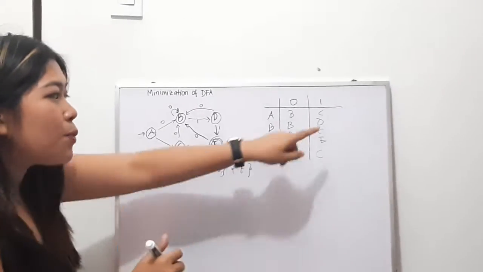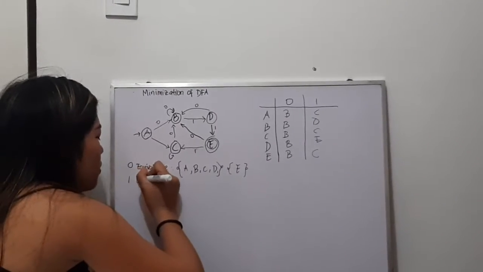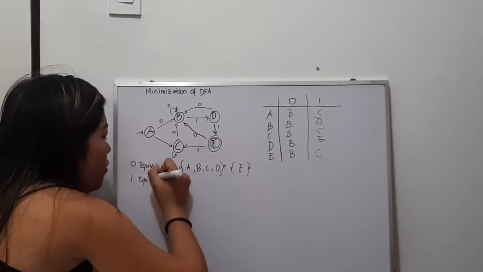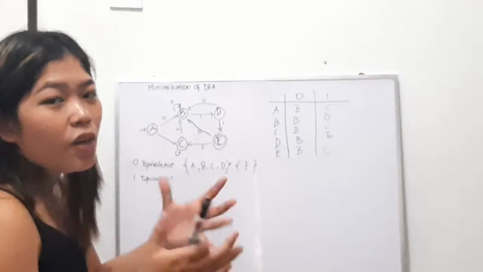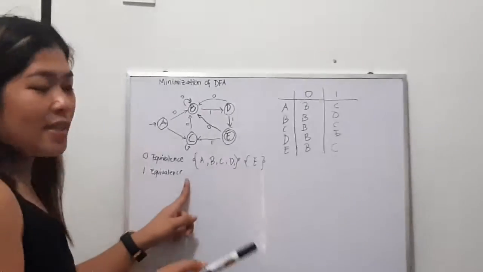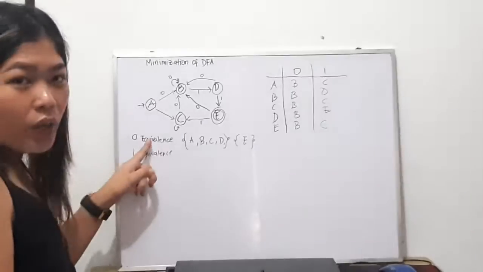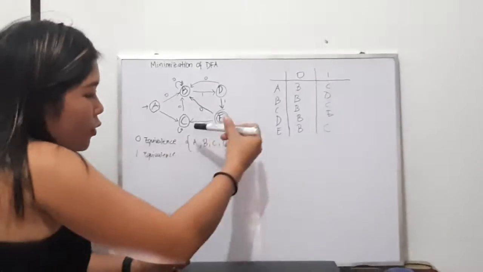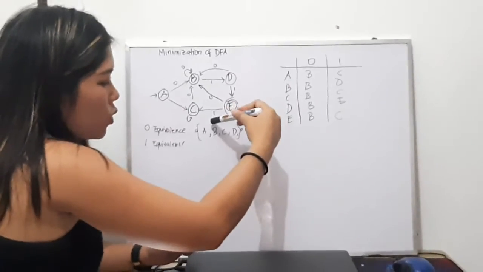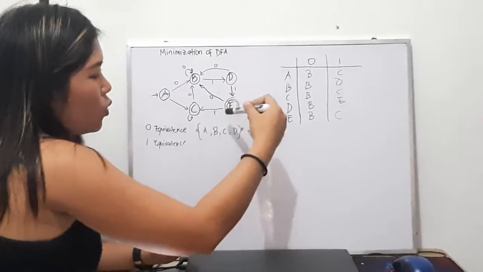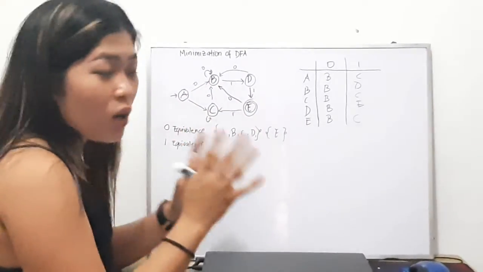So now, let's proceed to the 1 equivalence. In order to write down the 1 equivalence, you have to look at the sets of the 0 equivalence. And then, you have to compare A to B, A to C, A to D, to see if they fall into the same set.